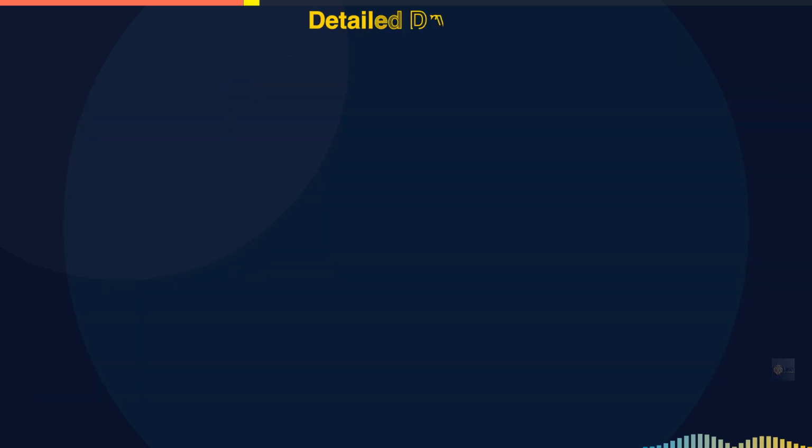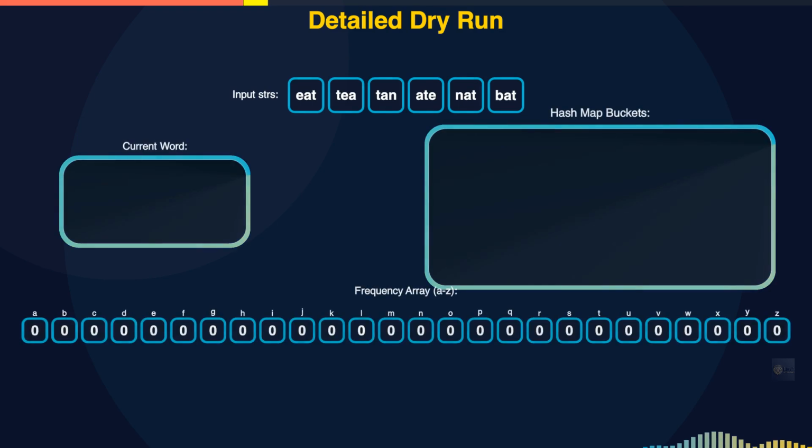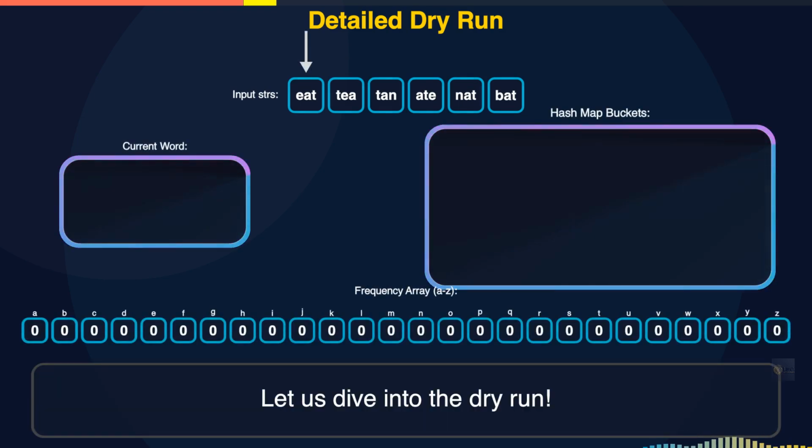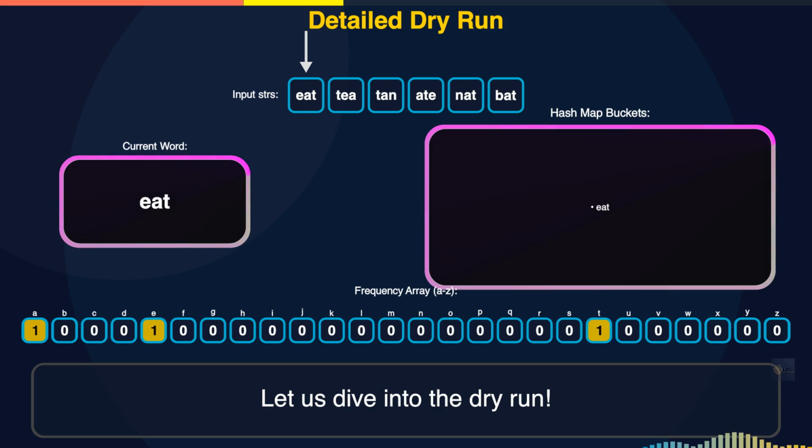Let us dive into the dry run. Look at the screen. We have our input array at the top, and our hash map on the right. First, we look at eat. We count its letters: one e, one a, and one t. This forms our unique key. We check our map, it is empty. So, we create a new entry with this key, and add eat to the list.